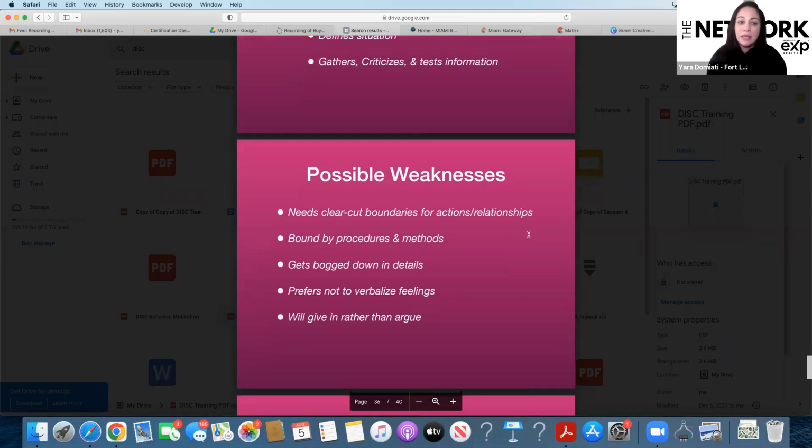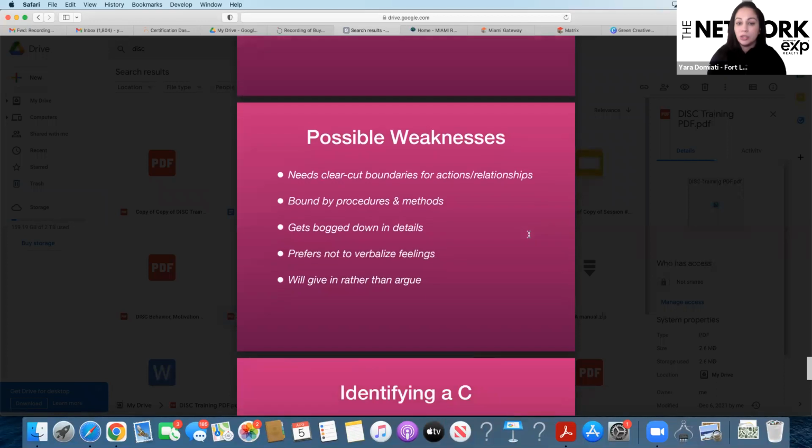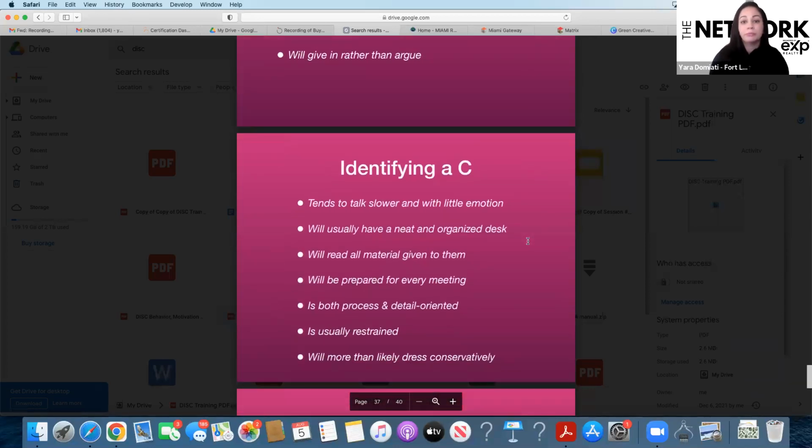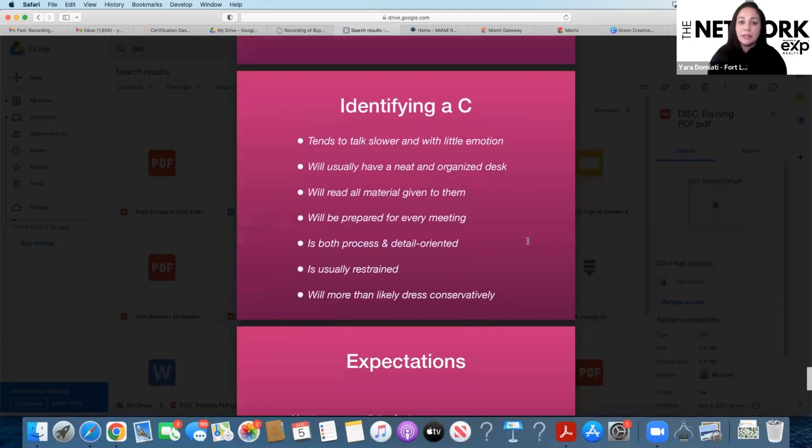Possible weakness: they need clear-cut boundaries for actions and relationships. They're bound by procedures and methods. They get bogged down in detail. Whereas a D personality, they don't care about anything that has to do with the detail. They just want to go. They prefer not to verbalize feelings and will give in rather than argue. Identifying a C: they tend to talk slower with little emotion, will usually have a neat and organized desk.